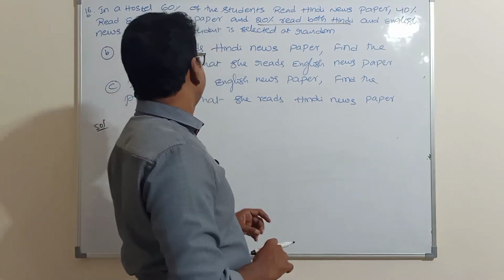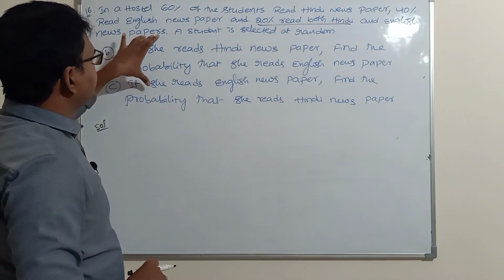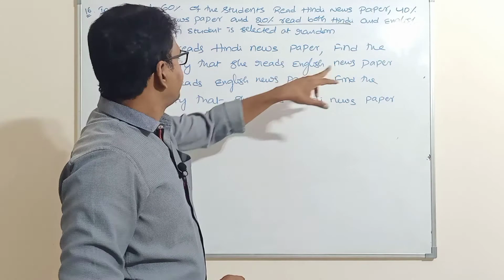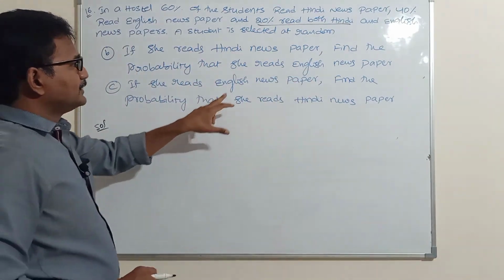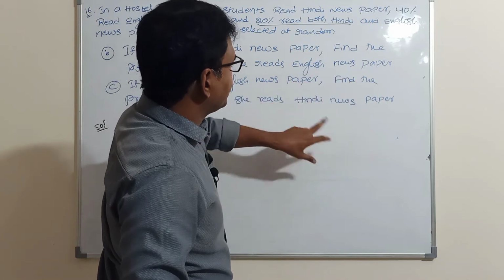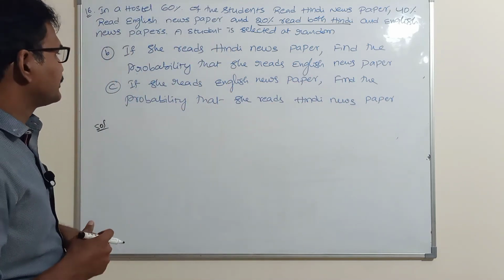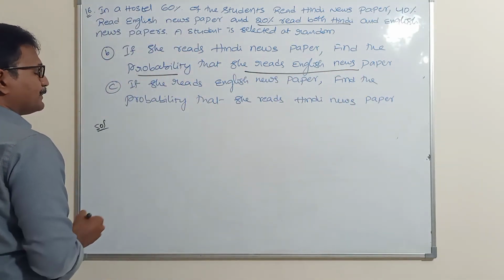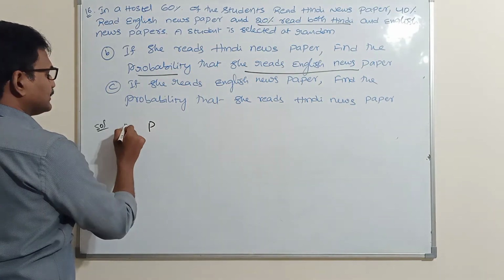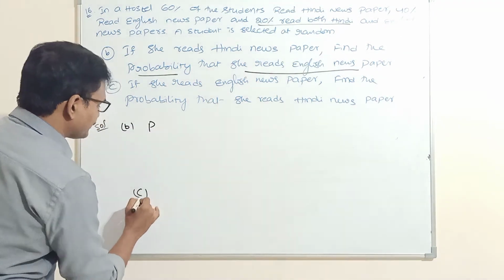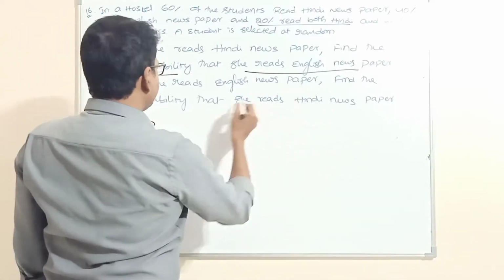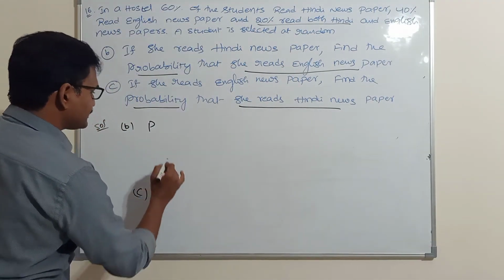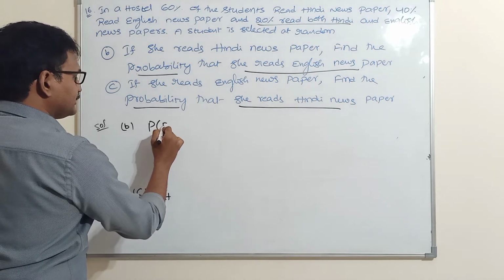Next, B and C questions. If you observe, both are similar. In B, if she reads Hindi newspaper; in C, if she reads English newspaper, find the probability that she reads English newspaper in one and Hindi newspaper in the other. This is the only difference. So if you observe this problem, the probability that she reads English newspaper is the B question. Similarly, for C it is also the same, with the probability that she reads Hindi newspaper, here given that she reads English newspaper.